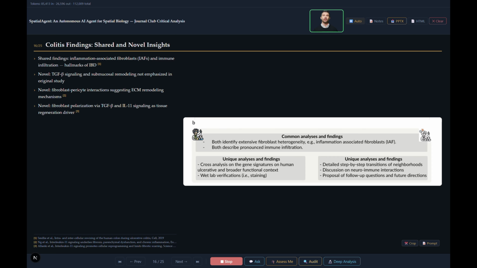However, a critical point: these novel findings remain computational hypotheses. The paper does not include any wet lab validation of these specific predictions. How should we evaluate the novelty of computationally generated hypotheses that haven't been experimentally tested?